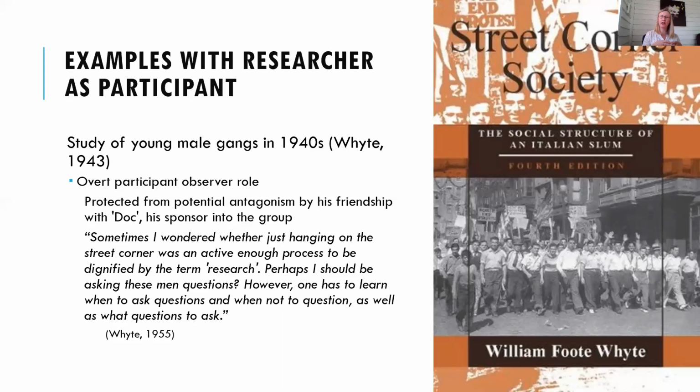And he knew one person who let him gain entry into the group, or what we call sponsored him into the group. So this was an Italian neighborhood, what he called a slum back in the day, and he looked at their organization, this gang of boys, and how they were organized, what sorts of decisions they made, what sorts of activities they engaged in. And again, this was a very progressive study for the 1940s.